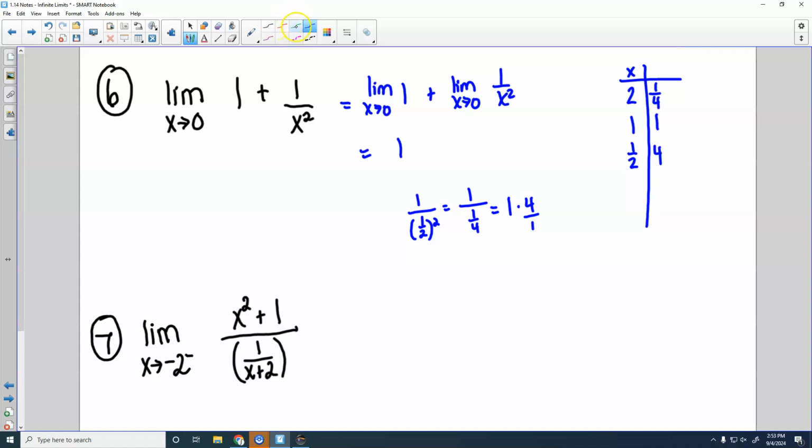Would it matter if I went and made that a -2? Because this is both sides. It's not going to, because you're squaring that x, so you're still going to get a positive in the end, right? So even if those were negatives, you'd still get the same values. So this is approaching infinity, so 1 plus infinity would give us infinity for our answer there.